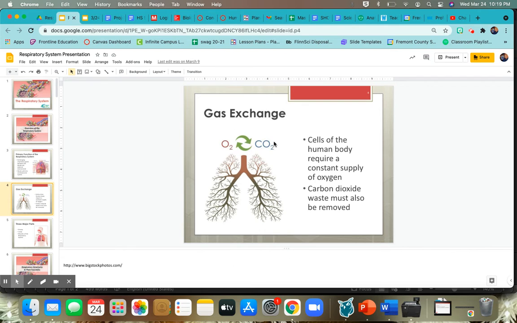Okay. Specifically, when we're talking about gas exchange, we're focusing just on oxygen gas, that O2 gas, and CO2, carbon dioxide. Those are the two main gases that our respiratory system functions with, because the cells of our body need a constant supply of oxygen, and they also need to get rid of CO2. So our lungs, our respiratory system, and our cardiovascular system work hand in hand to accomplish this.